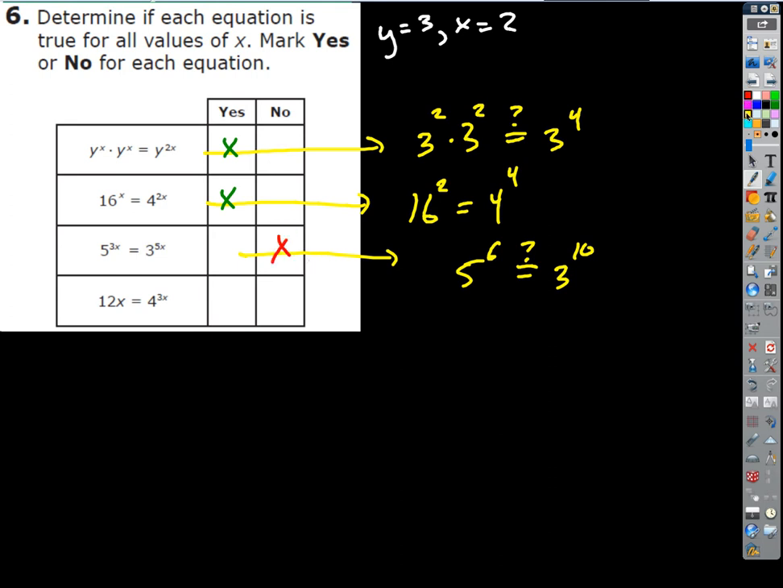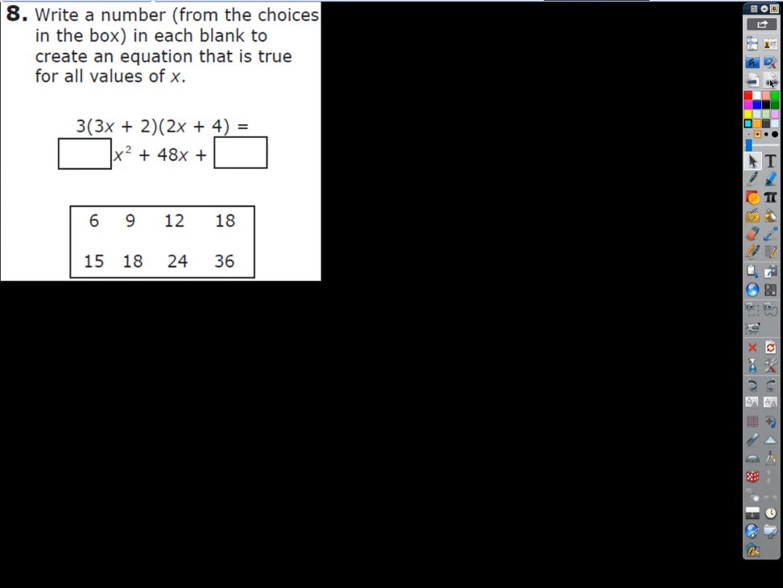And then how about this bottom one? No, is it no? Definitely a no, isn't it? 12 times 2 is clearly not equal to 4 to the 6, not even close, right? So that's a no. Okay? All right. Let's see if we can get through maybe just a couple more here.